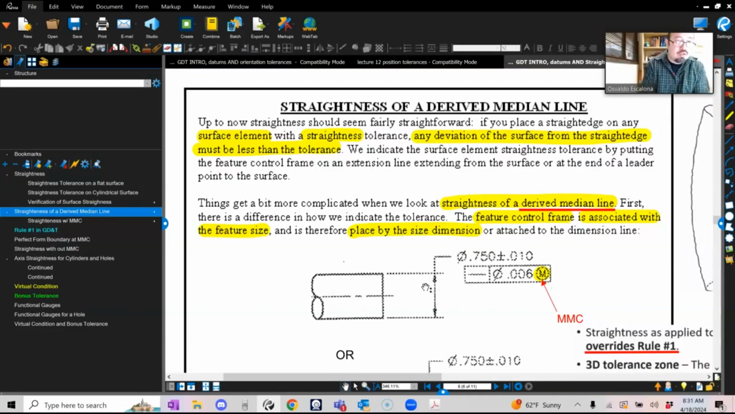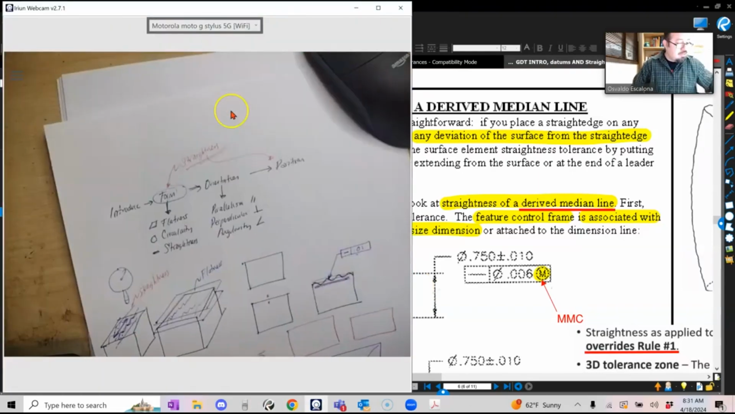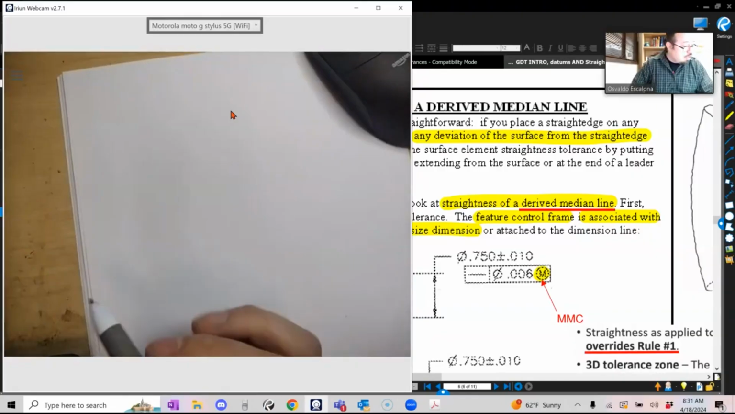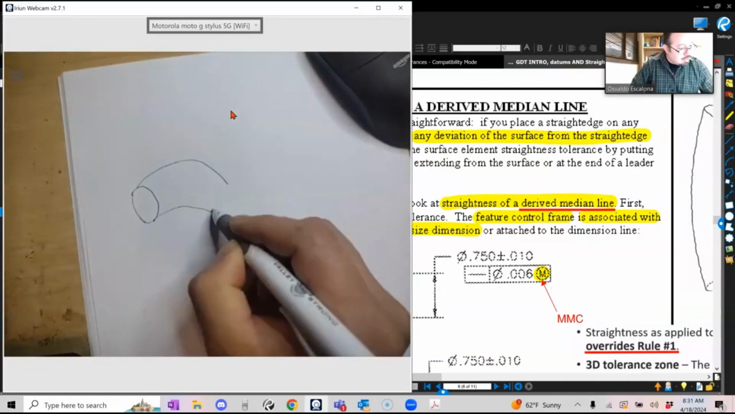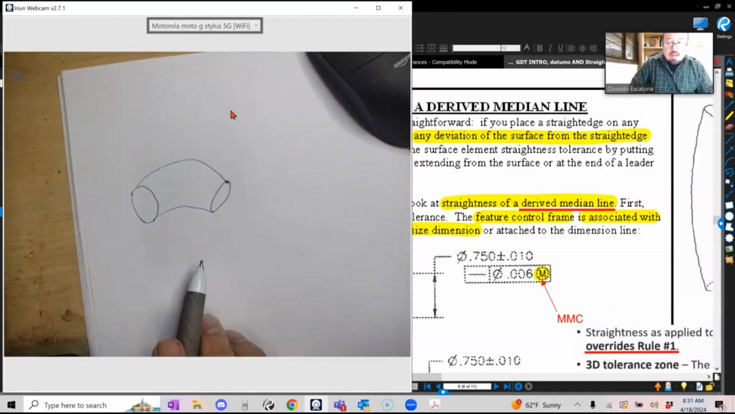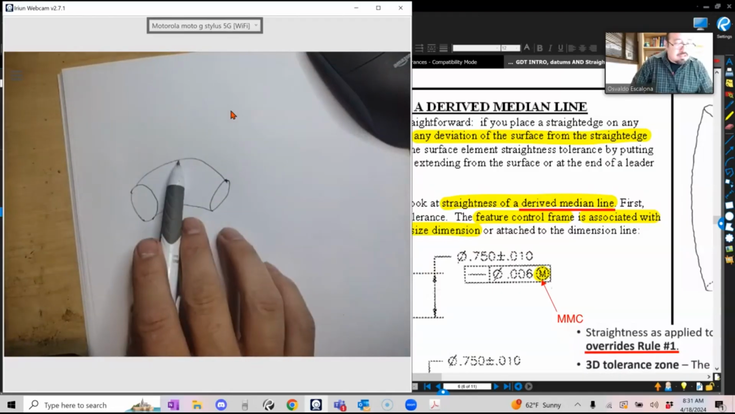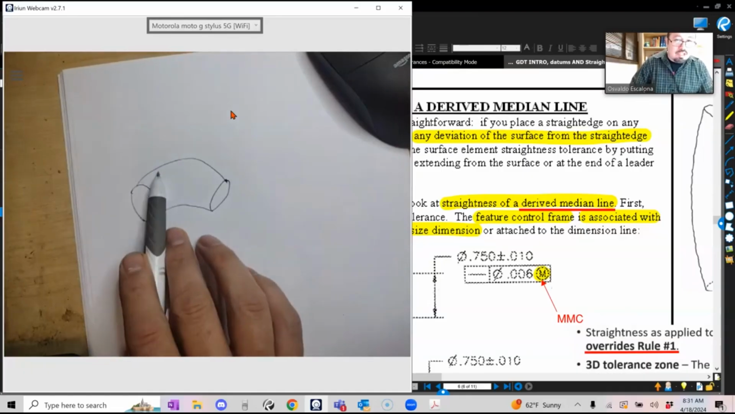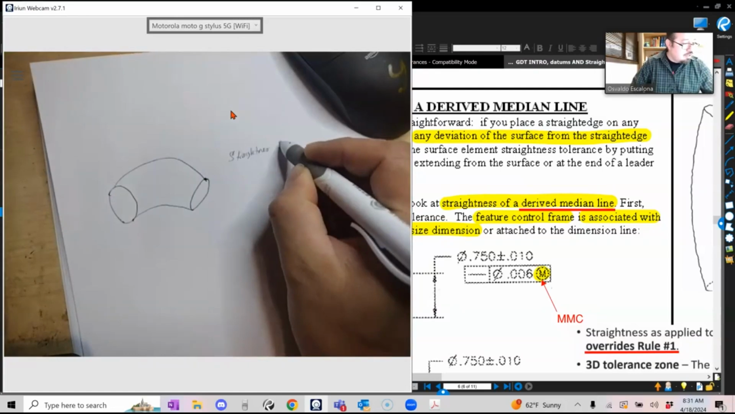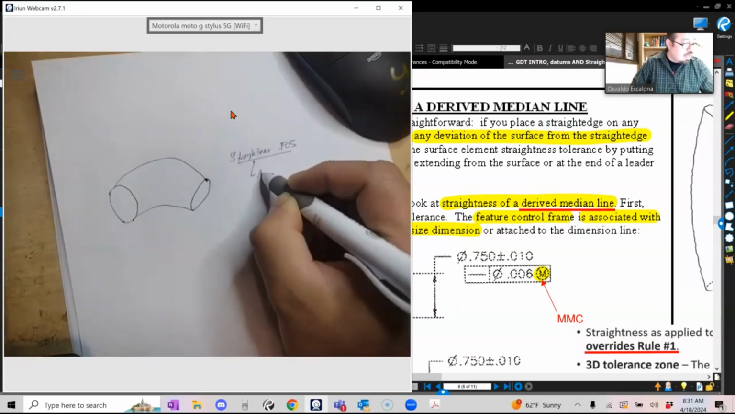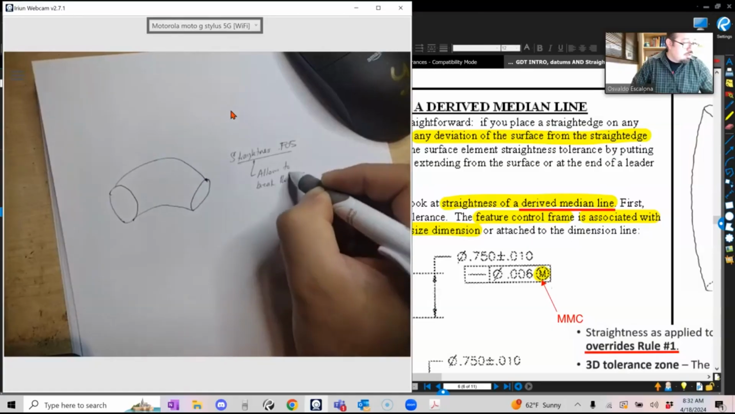In terms of straightness, you are controlling the derived median line. So what does the derived median line mean? It means if I were to look at a part, my part gets to be like this, like that, right? Well, previously I told you that if you have a straightness, you are bounded by rule number one. But if you have a straightness on a feature of size, this automatically allows you to break rule number one.